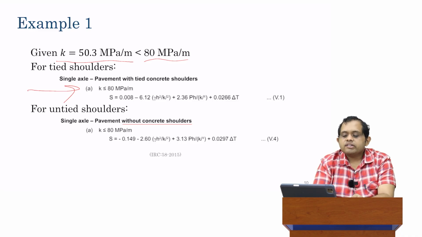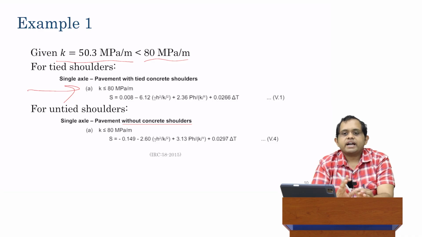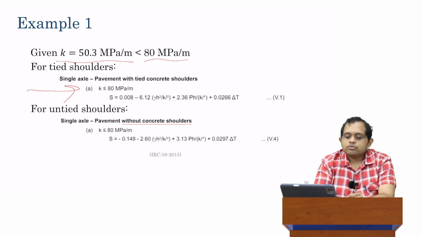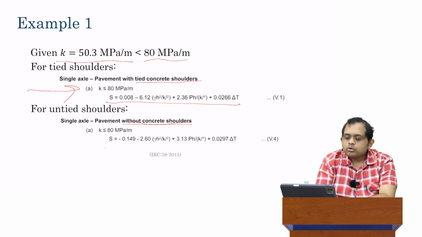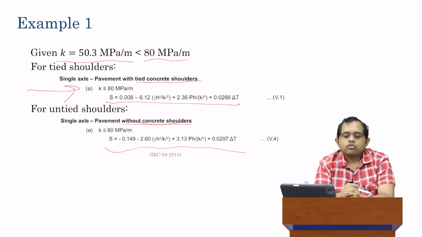So for single axle, now we can have both tied and untied. So here's the equation for when you have a tied shoulder. You have S, which has this particular functional form. And then you have the single axle without concrete shoulders, which again has some particular functional form. So it's just an equation. The coefficients have come out of some regression. There's really nothing much to comment about it.